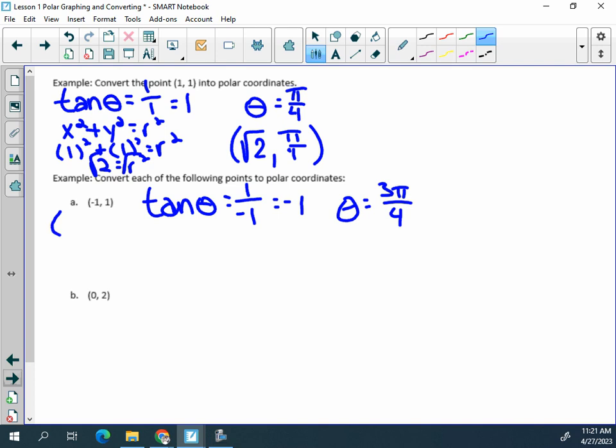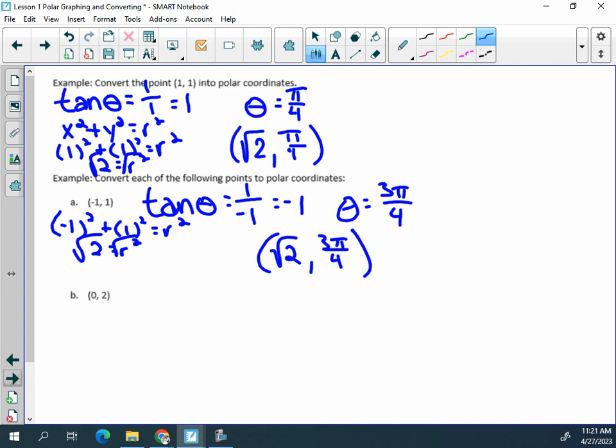All right, and then we've got negative 1 squared plus 1 squared equals r squared. 1 plus 1 is 2. And r is going to be the square root of 2. So our coordinate is square root of 2, comma, 3 pi over 4.